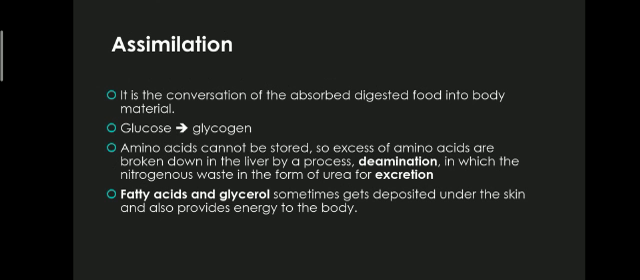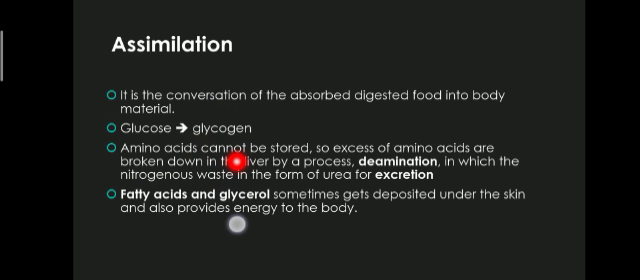Let us now come to the last step of the digestive system, that is assimilation. Assimilation is the conversion of the absorbed digested food into body material. Like glucose, as the starch is finally broken down into glucose, the excess of glucose is converted into glycogen, and then it is stored temporarily in the liver. When again the glucose is required by the body, the glycogen is converted into glucose, and then the glucose is utilized by our body to produce energy. So glucose is converted into glycogen, which is stored in our body.